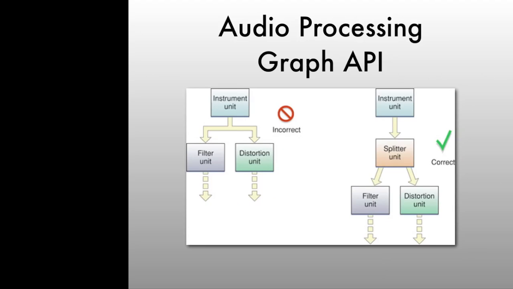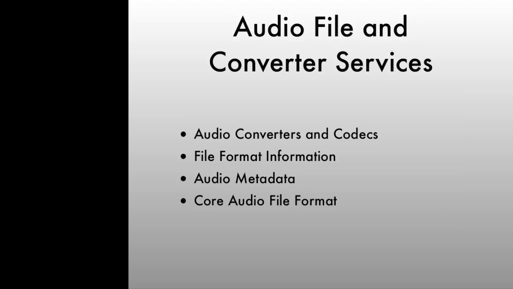The documentation has examples of how to use this graph architecture. Here's an example of a correct and an incorrect usage. There are specific rules for what can go in and what can go out, but the plugin architecture itself is really well designed in the way that you can connect all of these things together and create some really powerful input and output capabilities. The audio file and converter services have a number of audio converters, both real-time and offline, and I've got it towards the end of the slide.